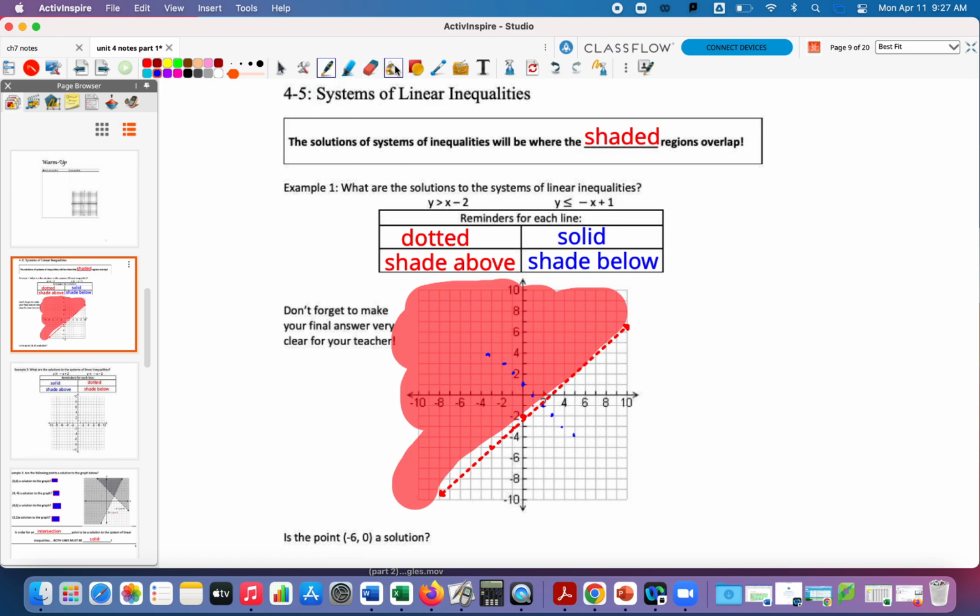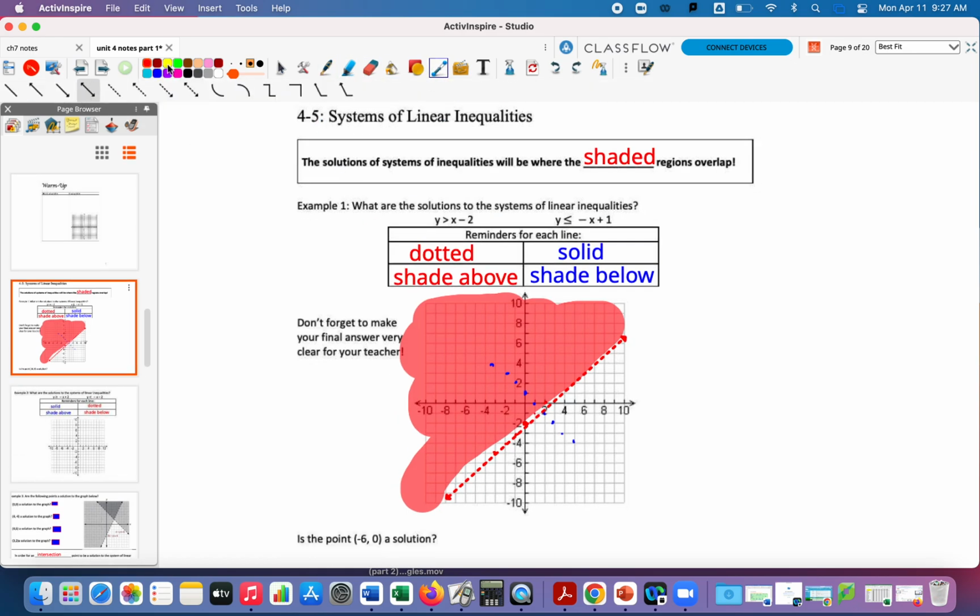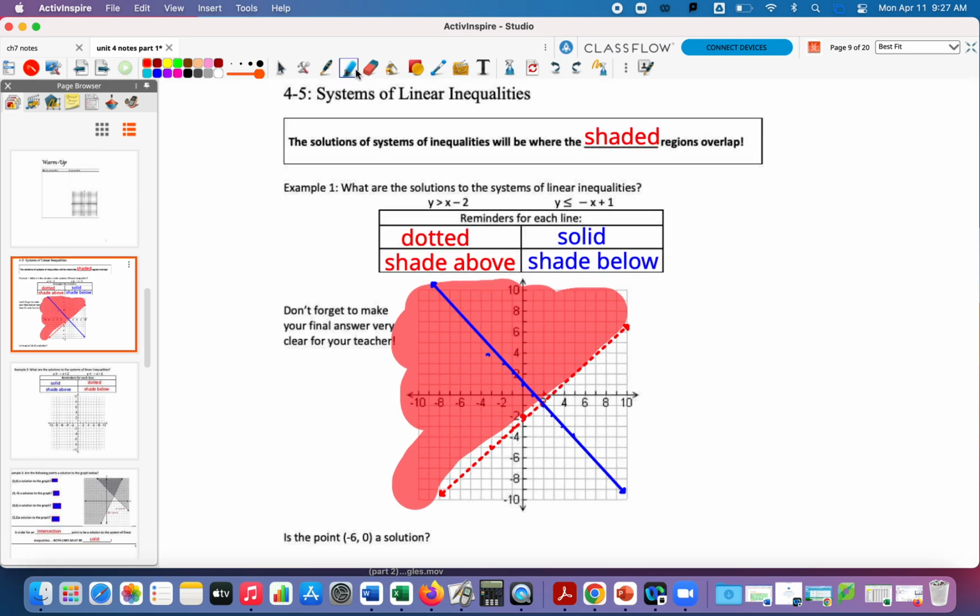This one will be a solid line, so I'm going to choose a solid line. There we go, something like this. Anyways, you get the idea there. Now, this one I said I would shade below. So on this one, I'm going to shade below using my other color here. Do the best we can here.